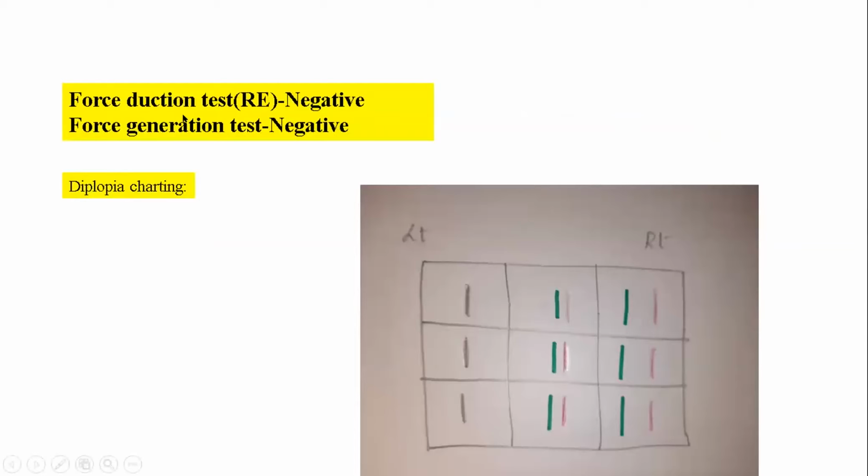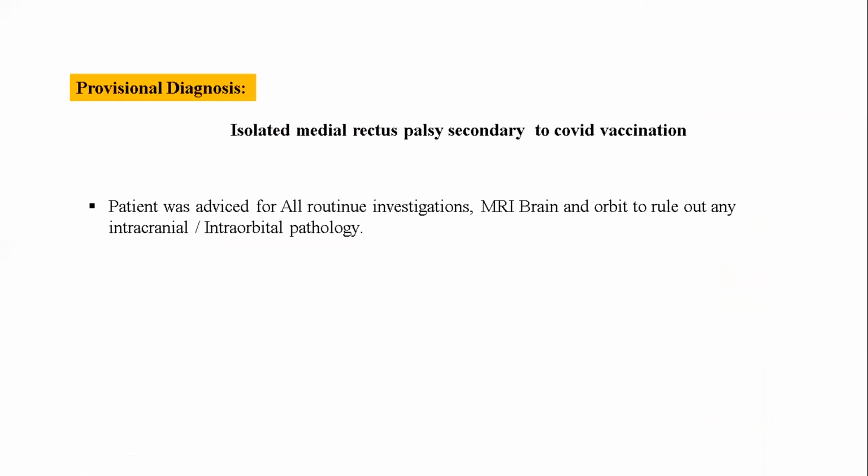On doing the forced duction test and force generation test in the right eye, both tests were negative. Diplopia chart showed right eye horizontal gaze palsy. Then a provisional diagnosis of isolated medial rectus palsy, secondary to COVID vaccination, was made. The patient was advised all routine investigations and sent to the neurology department with the advice of MRI brain and orbit to rule out any intracranial or intraorbital pathology.